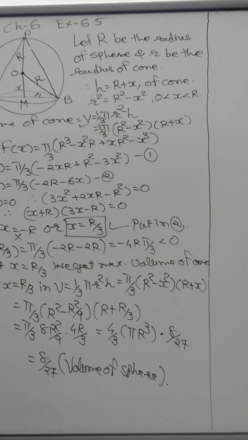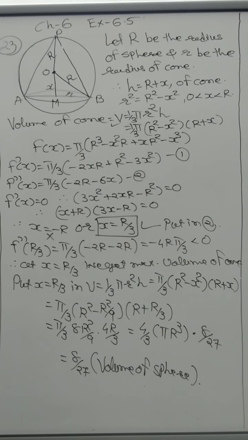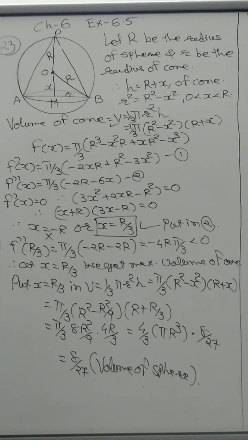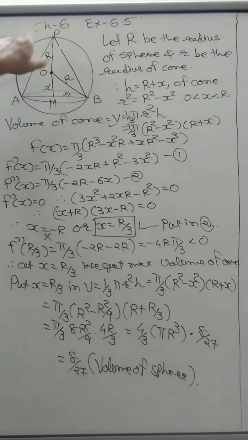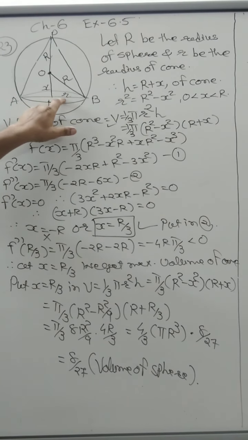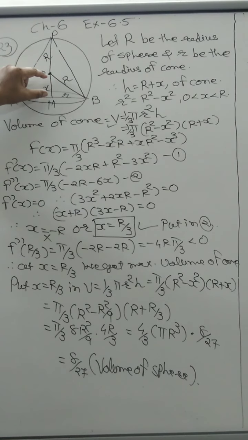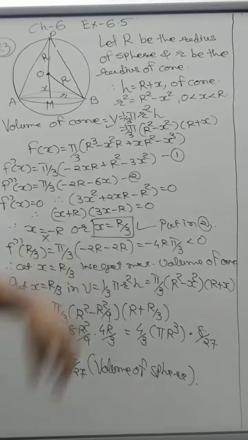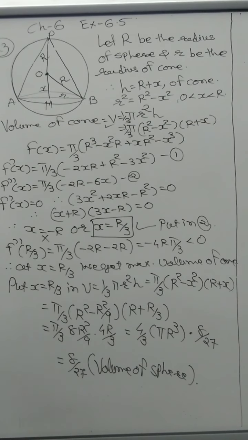Sorry for the interruption, but this is a good sum, and again we just recap. Capital R is the radius of the sphere and small r is the radius of the cone. The height is equal to R plus x, where we assume OM to be x. So h equals R plus x and r square equals R square minus x square.